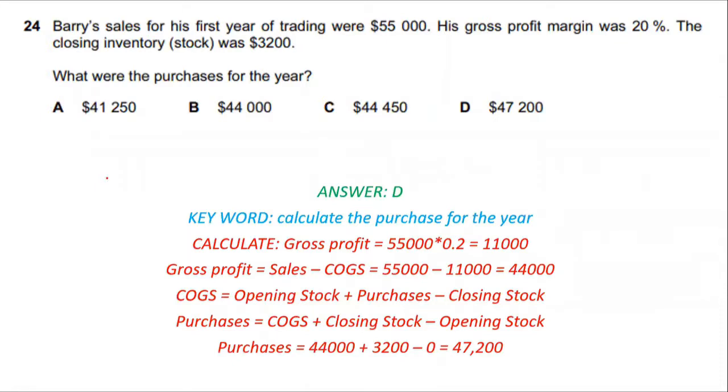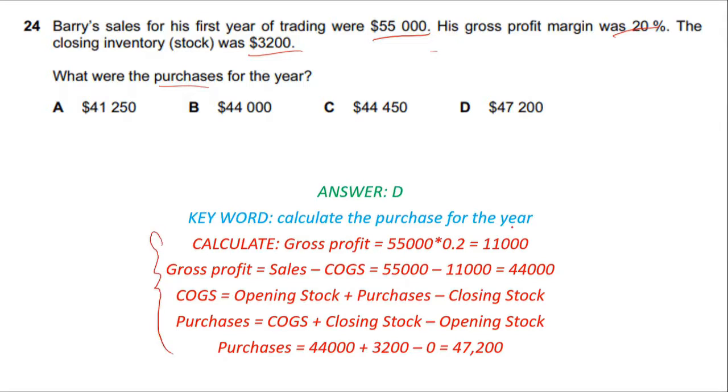Multiple choice number 24. Barry's sales for his first year of trading were $55,000. His gross profit margin was 20%. The closing inventory or stock was 3,200. What were the purchases for the year? Now this is a complex calculation question, but not very complex. If you know the formulas, you just need to churn up some numbers and you would get the answer. I have done the calculation here for your reference.